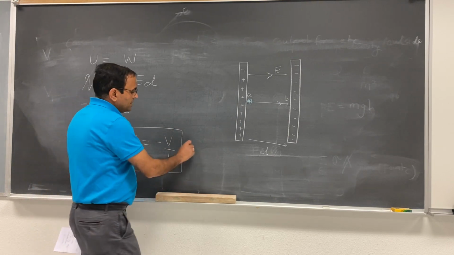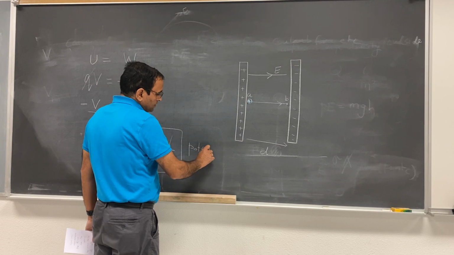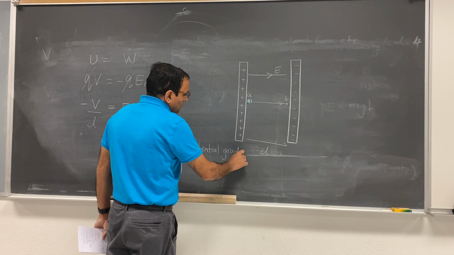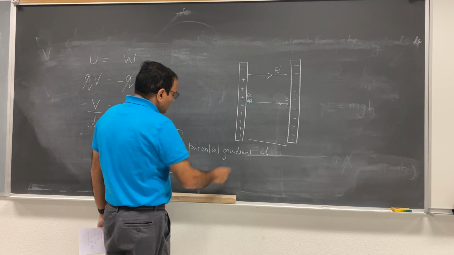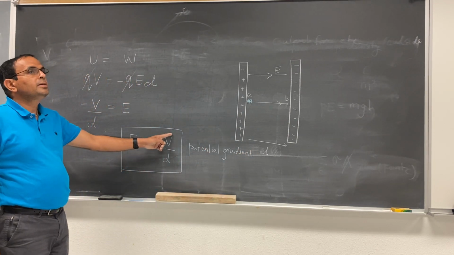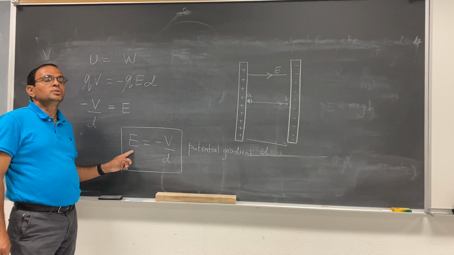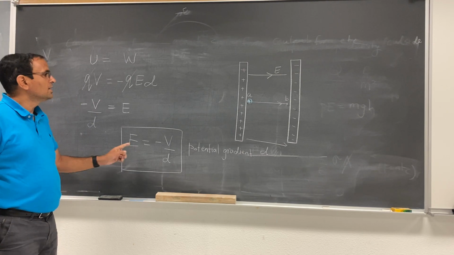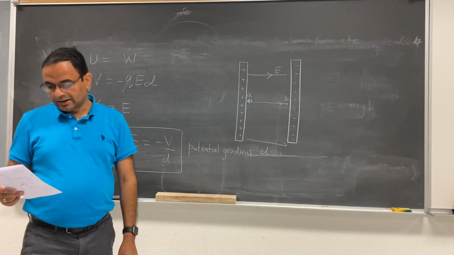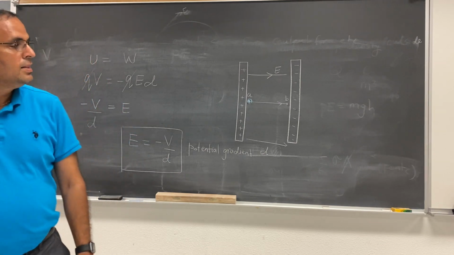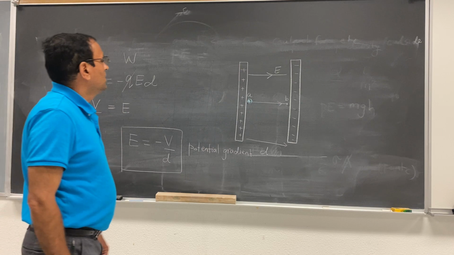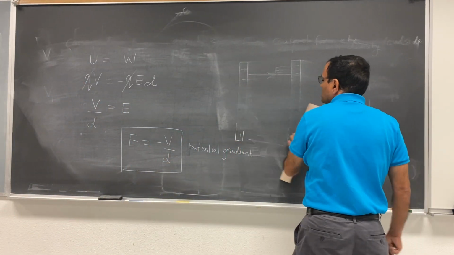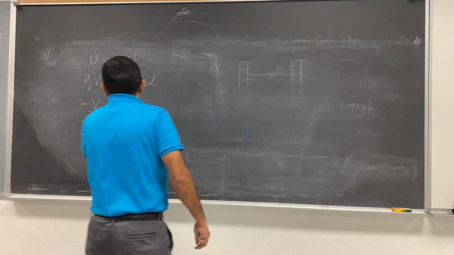Potential gradient. So you can see from here, the negative of the potential gradient gives you the electric field. The negative of the potential gradient gives you the electric field. And there is one small topic, we call that equipotential surface.